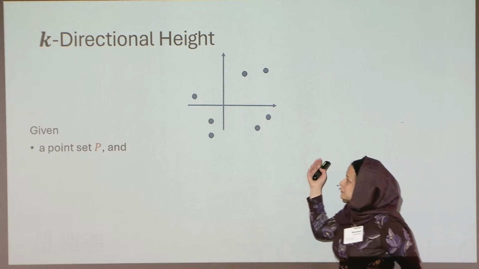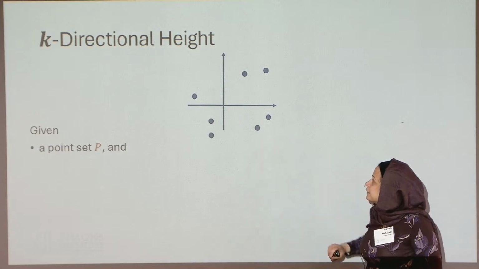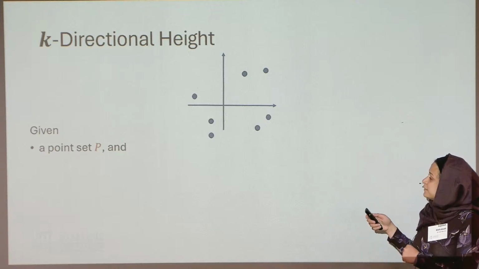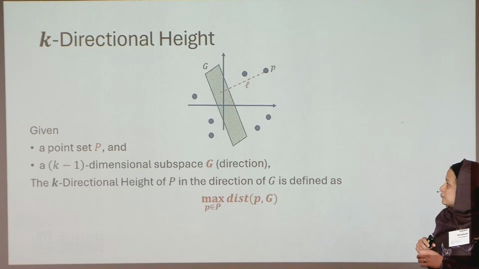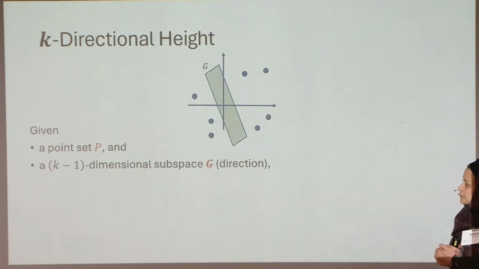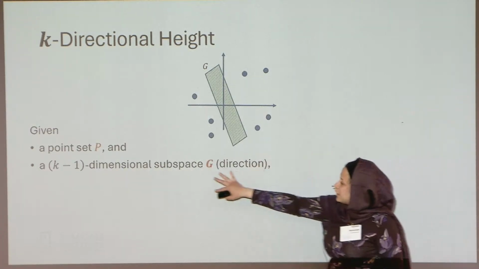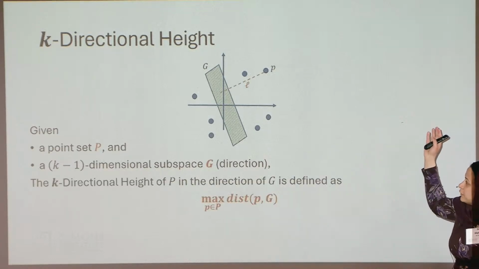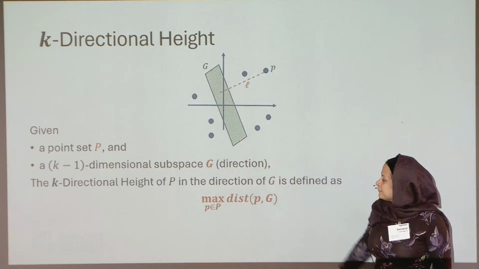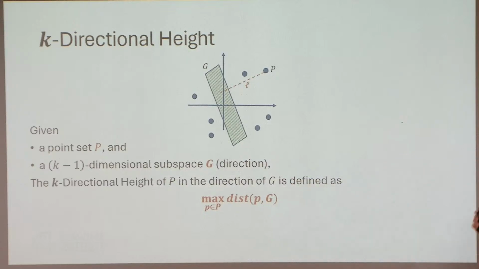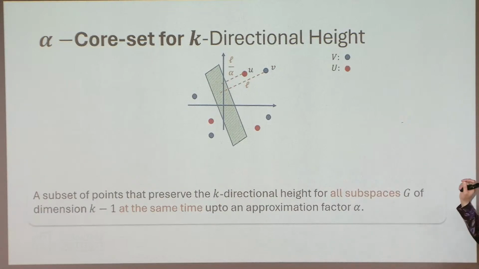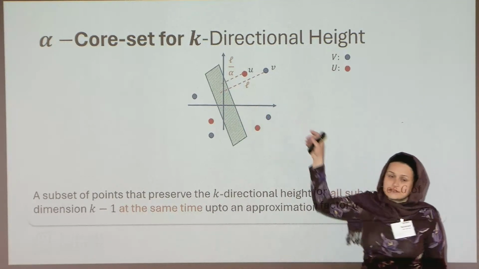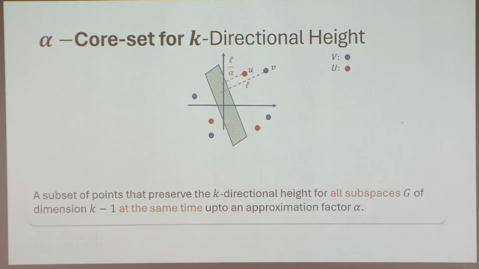So again, similar to the directional width, we have a set of points P, and now we want to pick a small subset of P that preserves the maximum distances to all k-1 dimensional subspaces. Okay, so take any k-1 dimensional subspace G and look at the maximum distance of all the points we have in the original point set to this G. So we want to pick a small subset of the data such that this maximum distance over this small subset is not much smaller than the maximum distance in the original point set to the subspace.